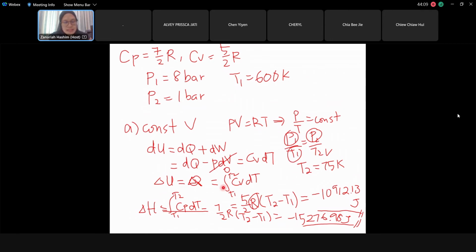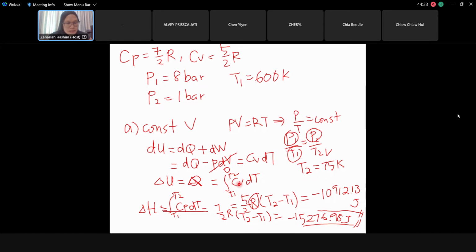From here, because you have T1 and T2, you need to know the value of T2. You can determine the value of T2 from the ideal gas correlation from earlier. Because you have P over T constant, and you have P1, P2 and T1, you can determine T2. In this case, T2 is 75 Kelvin. So you can substitute.